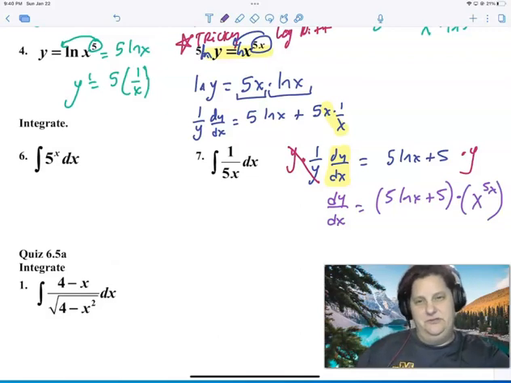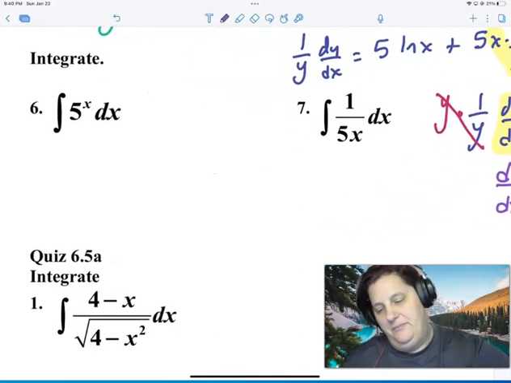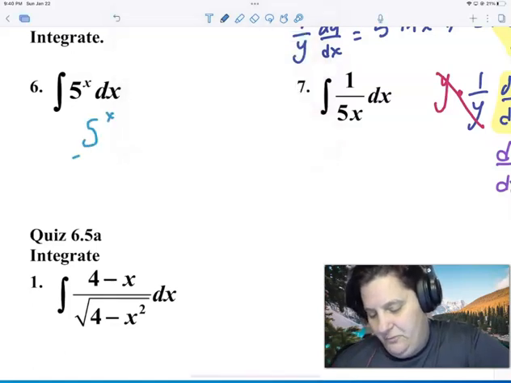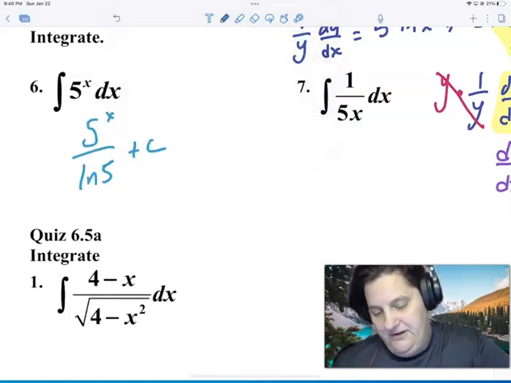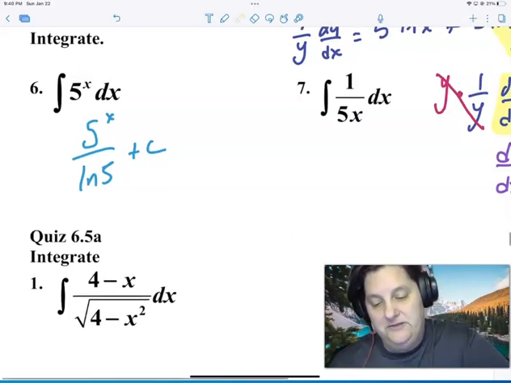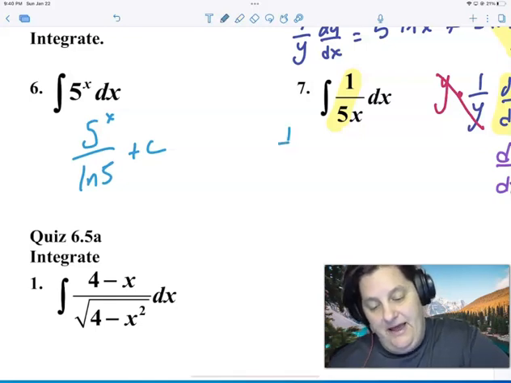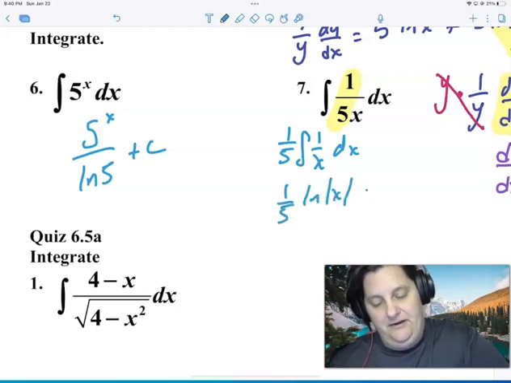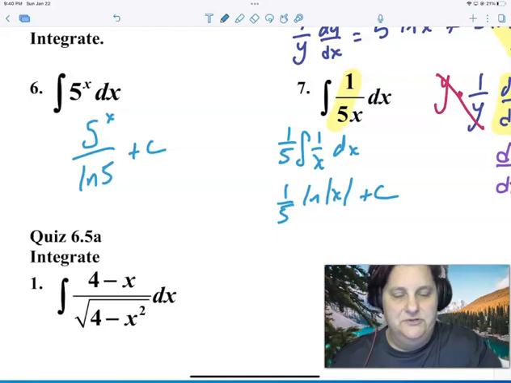Lots of good review questions and stuff on here. Got a couple of integrals. How would I integrate 5 to the x? That's just a rule we memorize, 5 to the x over ln 5. How would I integrate 1 over 5x? Well, you guys, that's a constant. This is basically asking me to do 1 over x. And I know that that's ln of x. So that's how you do those two, okay?